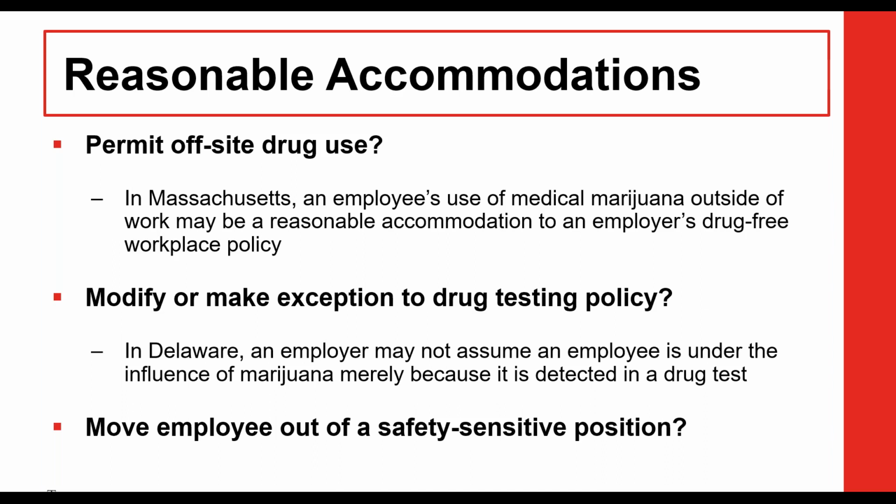as a reasonable accommodation. Another option is to take a hard look at your existing drug testing policy and say, listen, are there any places where it would be lawful for us to modify or make exceptions or have state-specific addendums to this policy? For example, in Delaware, an employer is not permitted to assume that an employee is under the influence of marijuana merely because it's detected on a drug test. So what does your policy say about the immediate actions for a failure to pass a drug test?